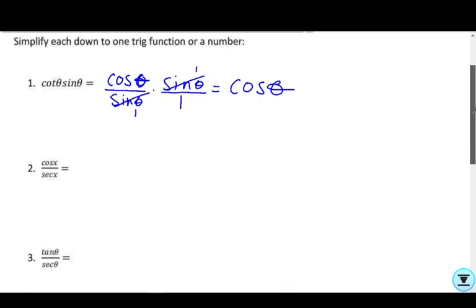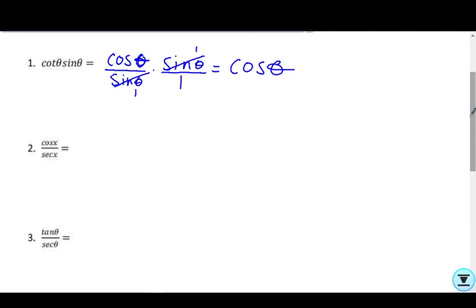Number 2, cosine divided by secant. Well, again, is there any kind of algebra I can do? Well, on this one, yes, because dividing by a number is the same thing as multiplying by its reciprocal. So cosine divided by secant is the same thing as cosine times the reciprocal of secant, which is cosine, which gives me cosine squared. So cosine times cosine is cosine squared.